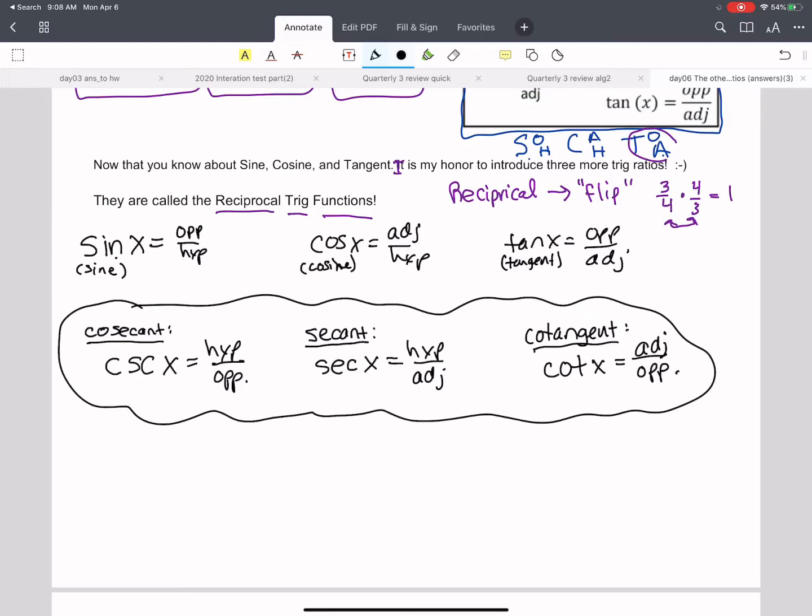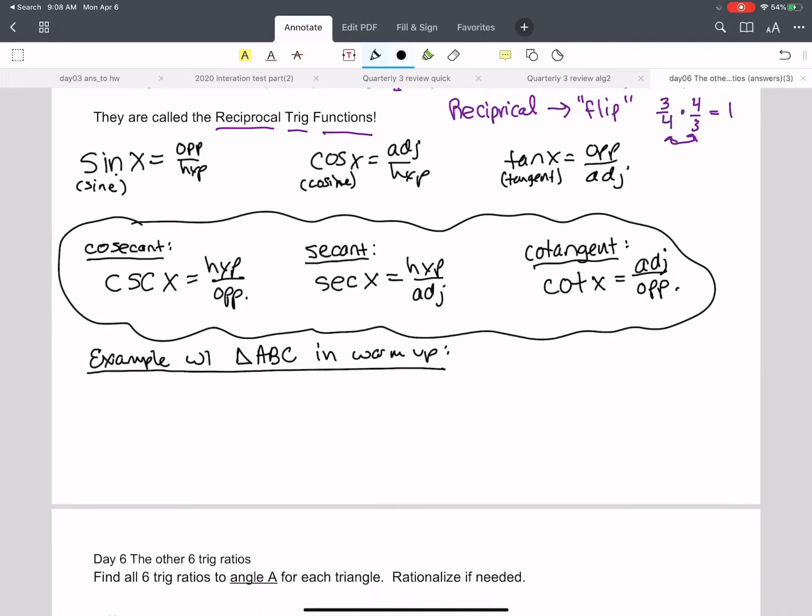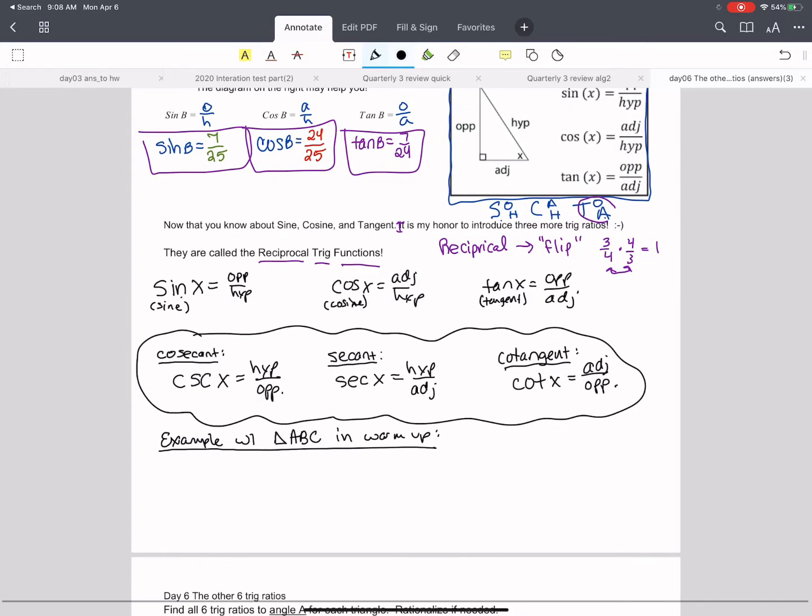I mean, you can say cot and sec, but it's super weird. But those are the reciprocal trig functions. And let's use it for an example with triangle ABC in the warm-up. So in the warm-up, I'm going to just make it so you can see it.